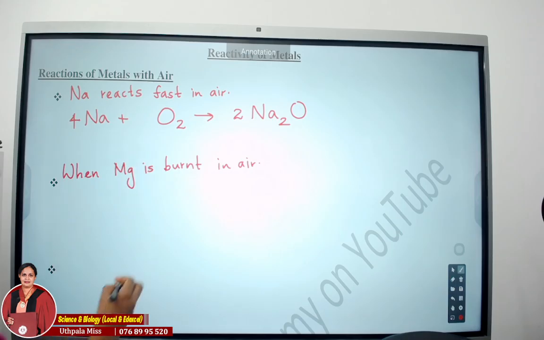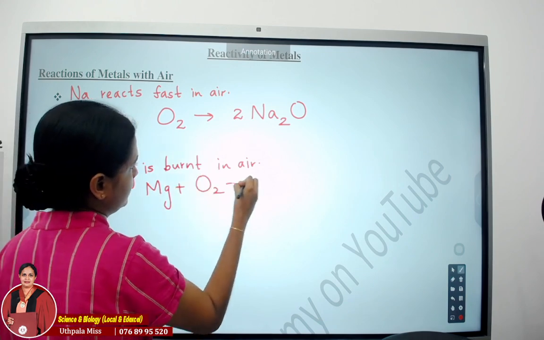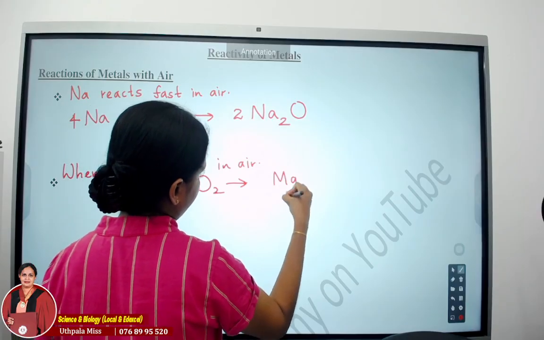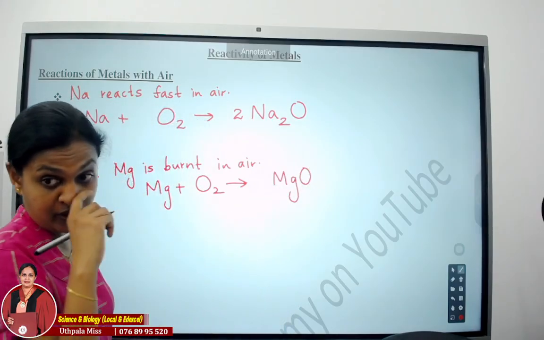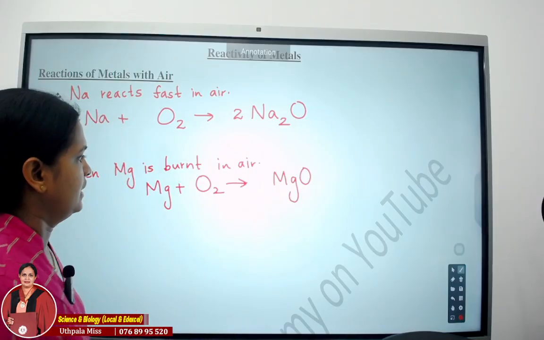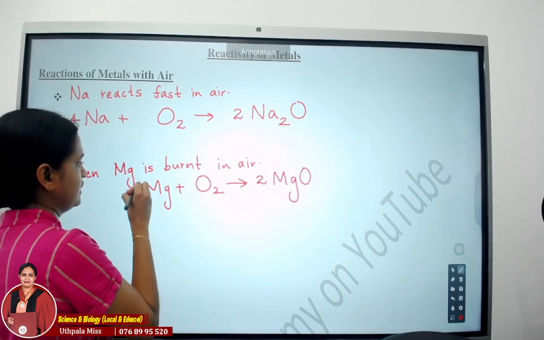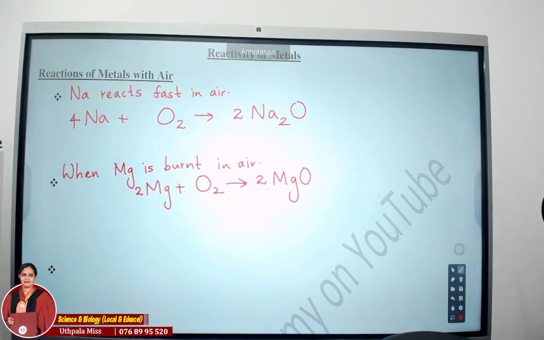Yes, what is the equation? Magnesium reacts with oxygen, forming magnesium oxide, MgO. If the formula is wrong, fix it like that. If we put 2 in front of this, that is 2 Mg plus O2 gives 2 MgO.